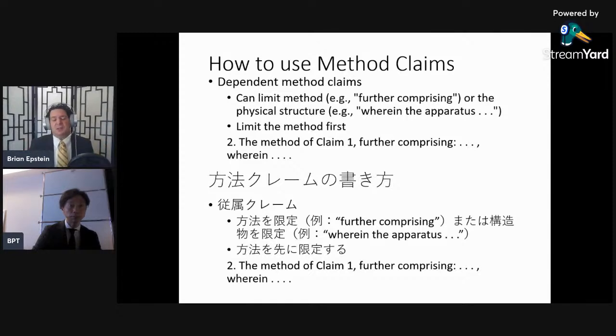And again, this is an issue that even U.S. attorneys struggle with sometimes. They'll do wherein further comprising, and they shouldn't.